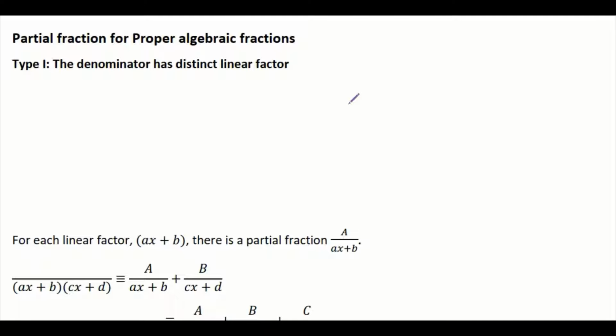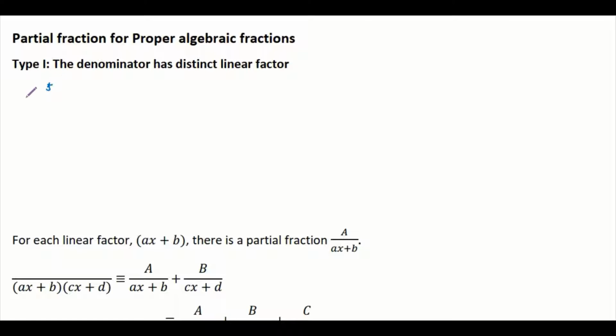Okay, so now we are going into the main part of the lesson, where we look at 3 types of partial fractions for proper algebraic fractions. Let's start with the simple one first, which is when the denominator has distinct linear factors. For each type, I'll show you how the formula comes about in a simple way, so that you will understand why we split the fractions like this. Let's try with this.